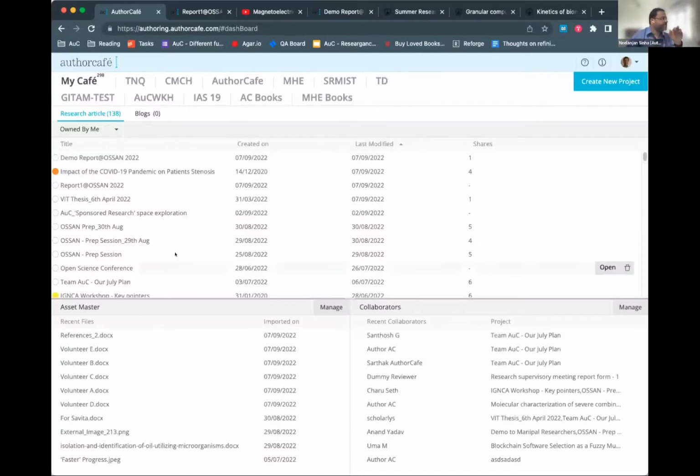So this is the dashboard of AuthorCafe. This is my dashboard here. I already have a report. First I'm going to show you the knowledge creation part, how knowledge can be created, which basically means how a research report can be written. It could be a thesis, a grant proposal, or a manuscript draft, right? It could be any of those research reports or different kinds of outputs.